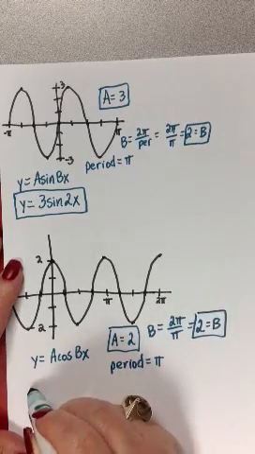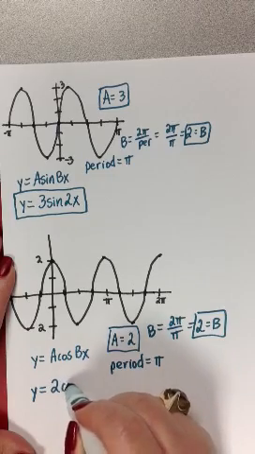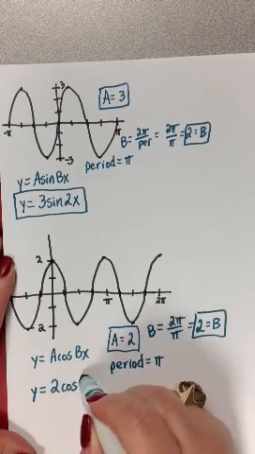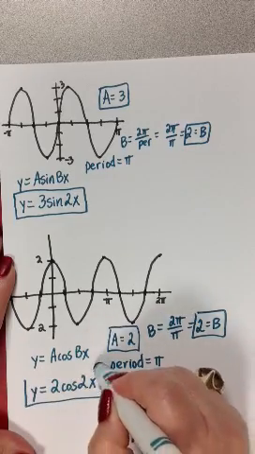So when I write the equation of this, this will be y is equal to a, which is 2, times the cosine of 2x. Kind of reminded us of the other one we just did.